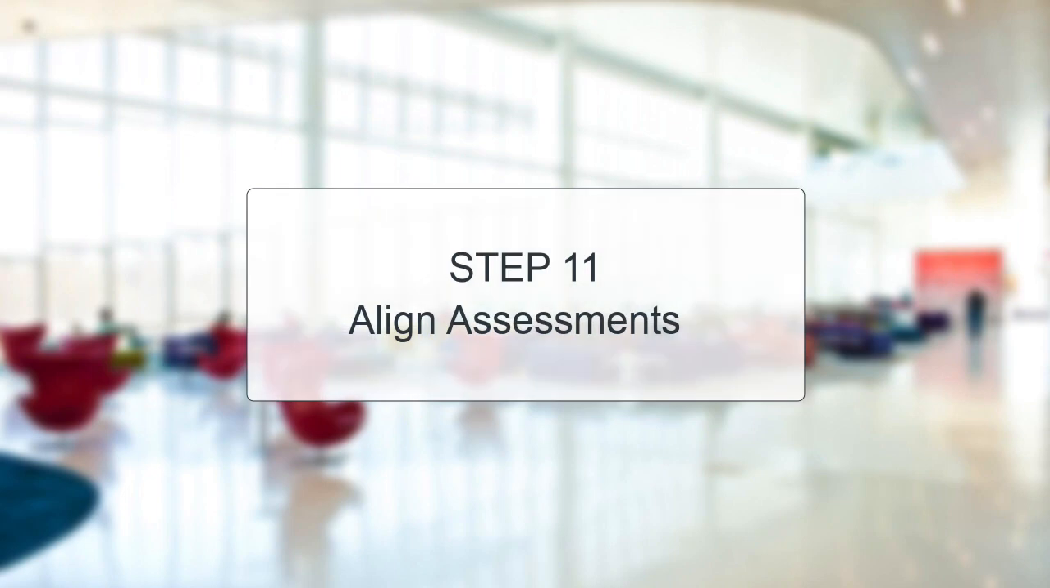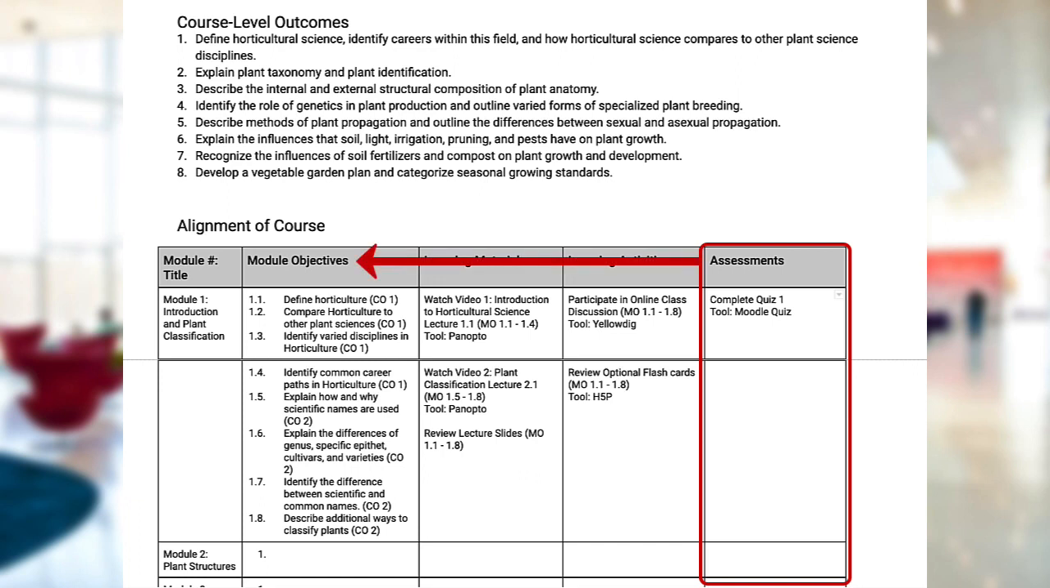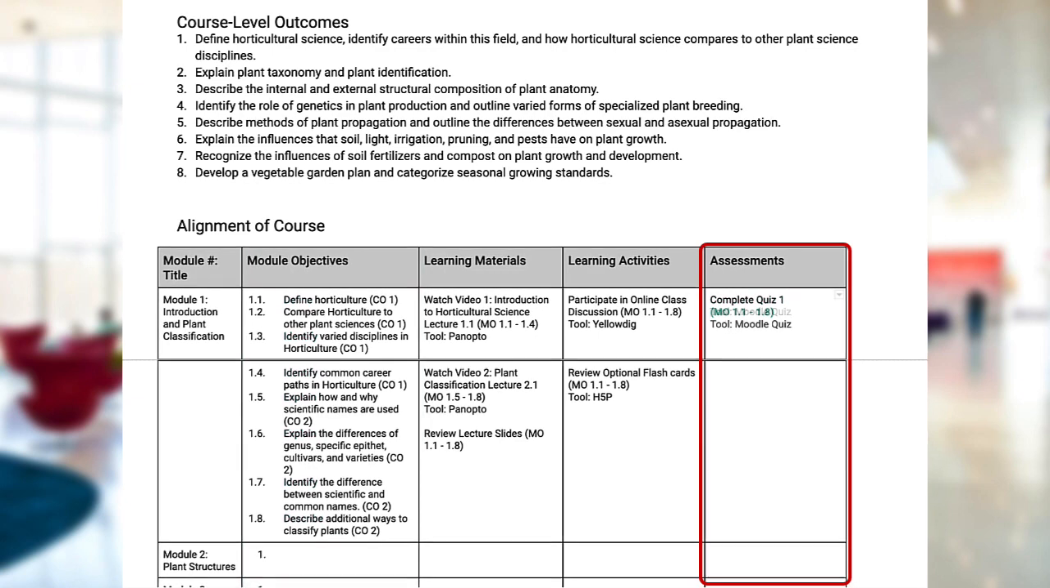Step 11. Align assessments. The last step is to indicate how assessments align with module objectives. Just like with other parts of the course map, alignment is critical here too. Take a close look at your assessments. Are you assessing learners in a way that tells you whether they met the objectives? The method used for each assessment should appropriately match the verbs in the learning objectives. It's not uncommon at this step to realize there's a mismatch. You may need to change the assessment type or method to better align with your learning objectives. Indicate the module objectives aligned with each assessment in parentheses.